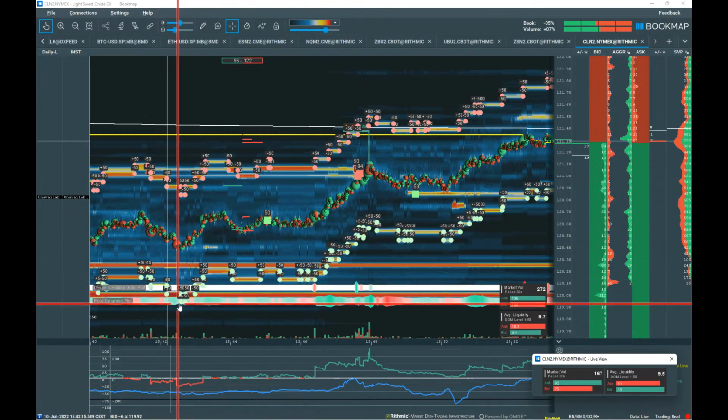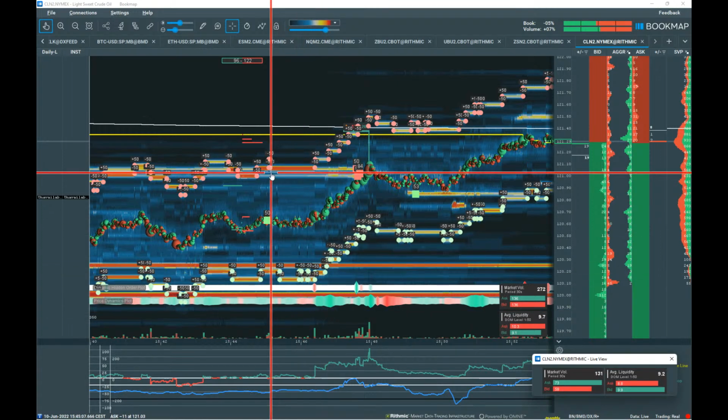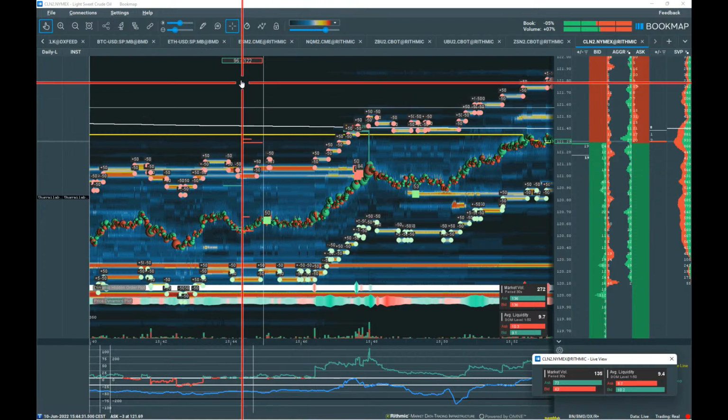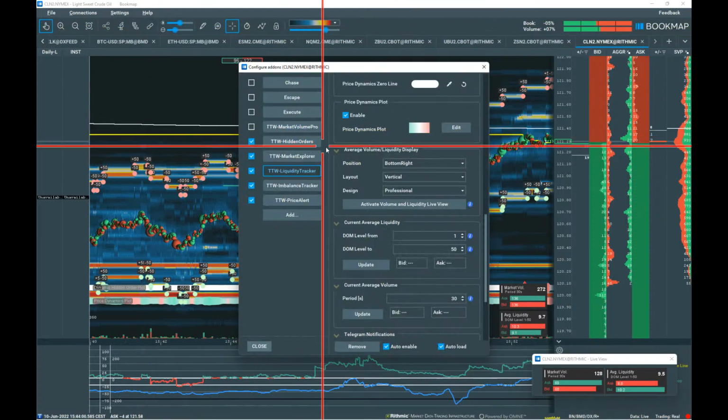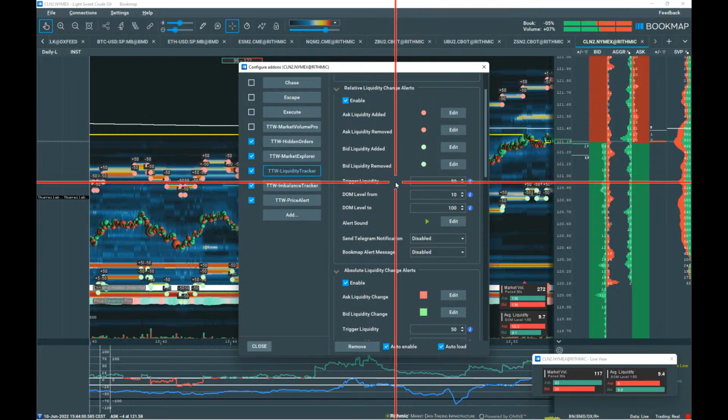We have the price dynamic plot, which is greenish, greenish, greenish. You see how fast this band expands. It becomes dark green, and that means the price goes up. And on the other side, we have the relative liquidity here. Relative liquidity in the book is measured by the volume, so 50 contracts per price level.